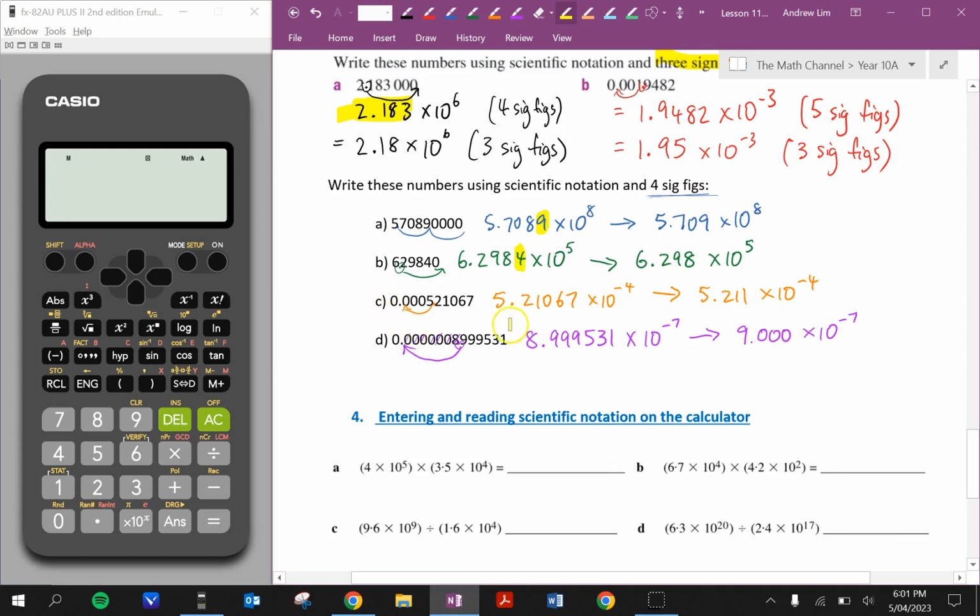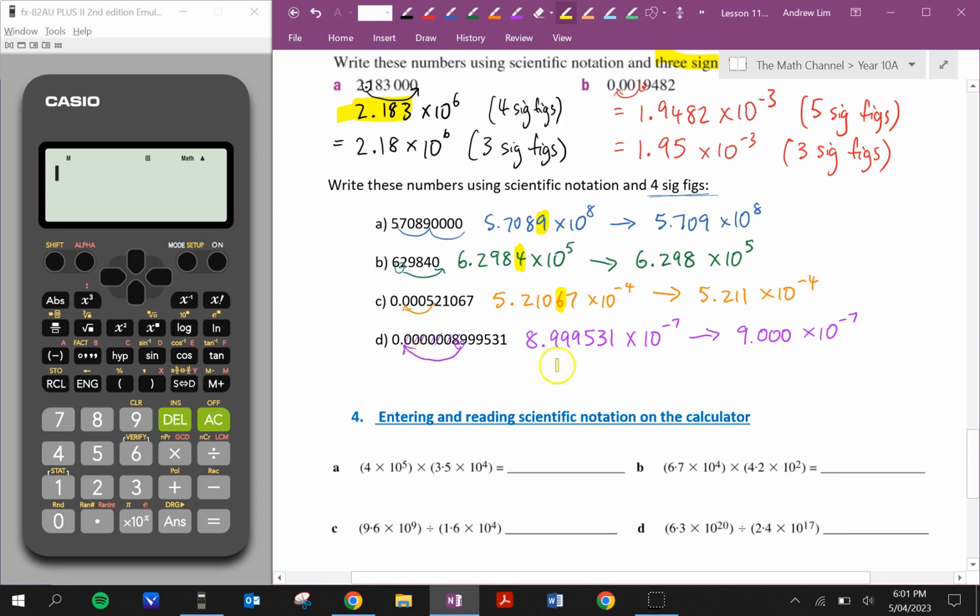Question C, we've got 5.21067 times 10 to the power negative 4. Well, this actually has 6 significant figures. So 1, 2, 3, 4. We only want 4, so we're going to look at that number. That number tells us that the 210 is going to round up to 211.